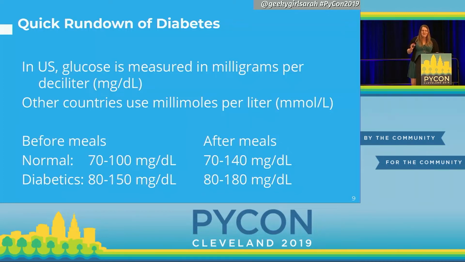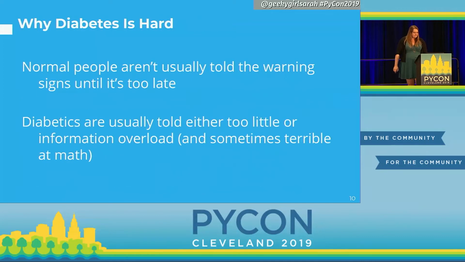usually are about 70 to 100 milligrams per deciliter. And once you eat, obviously, more glucose enters your body, so it goes up for a little bit and then goes back down, somewhere in the 70 to 140 range. For diabetics, you usually have to manually do this process yourself, so doctors like to give you a wider range. Usually 80 to 150 and then 80 to 180 for those two ranges. That's because, as we'll find out in a little bit, you don't want to go too high and you don't want to go too low.